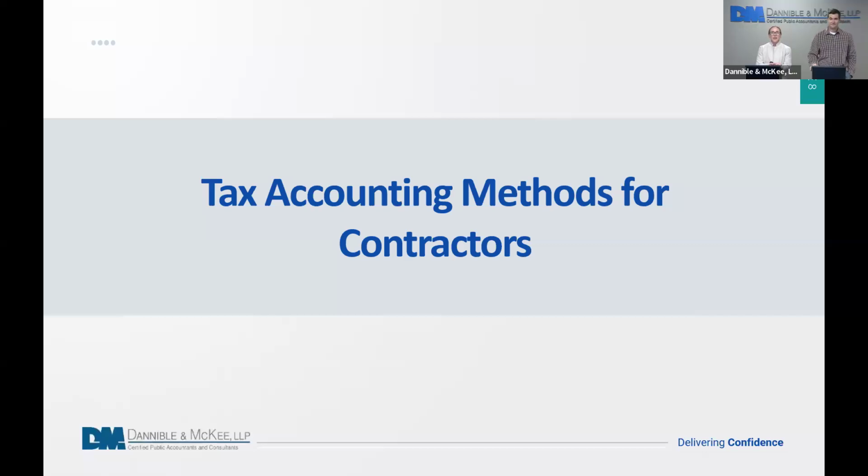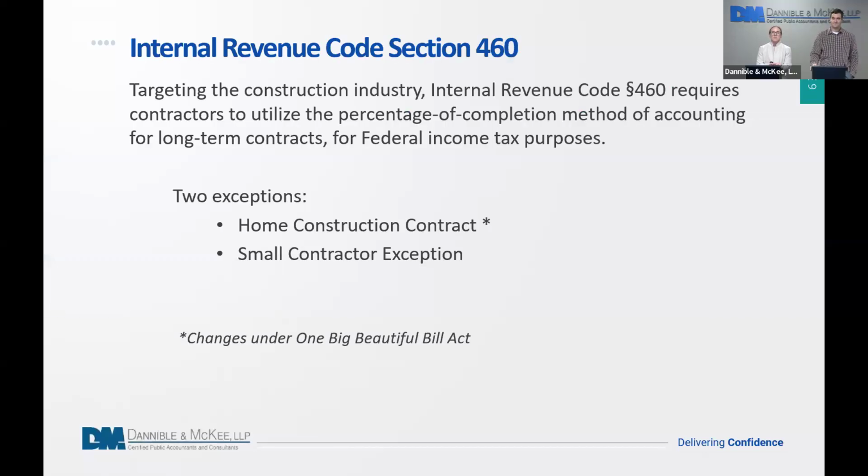Now I'm going to go through some tax accounting methods for contractors. Internal Revenue Code Section 460. This code section targets the construction industry. It requires contractors to utilize the percentage of completion method when accounting for long-term contracts for federal income tax purposes. There are two exceptions to that, being home construction contracts and the small contractor exception. Of note, one of those exceptions, the home construction contract, was changed in the One Big Beautiful Bill Act.